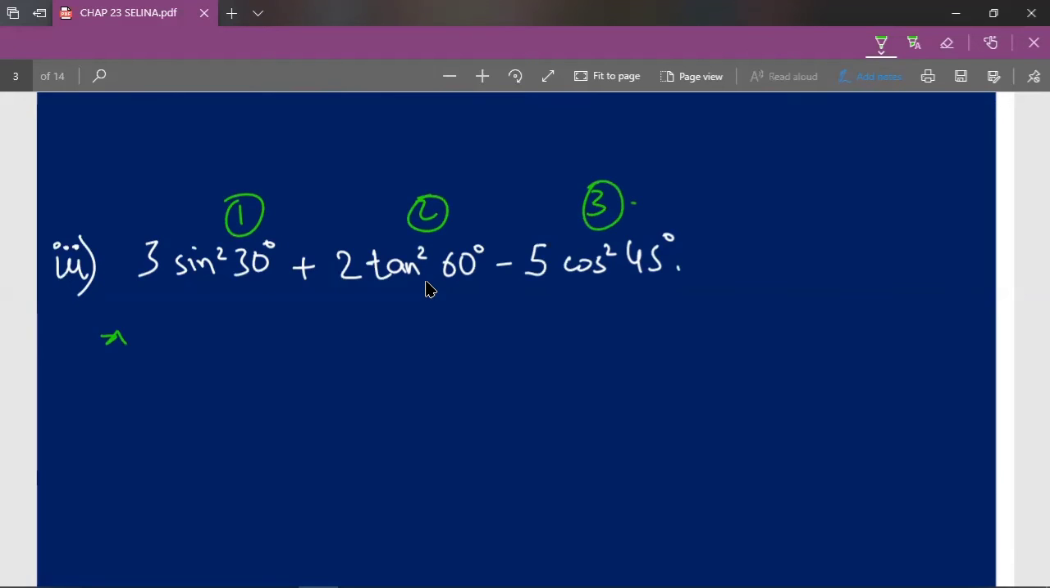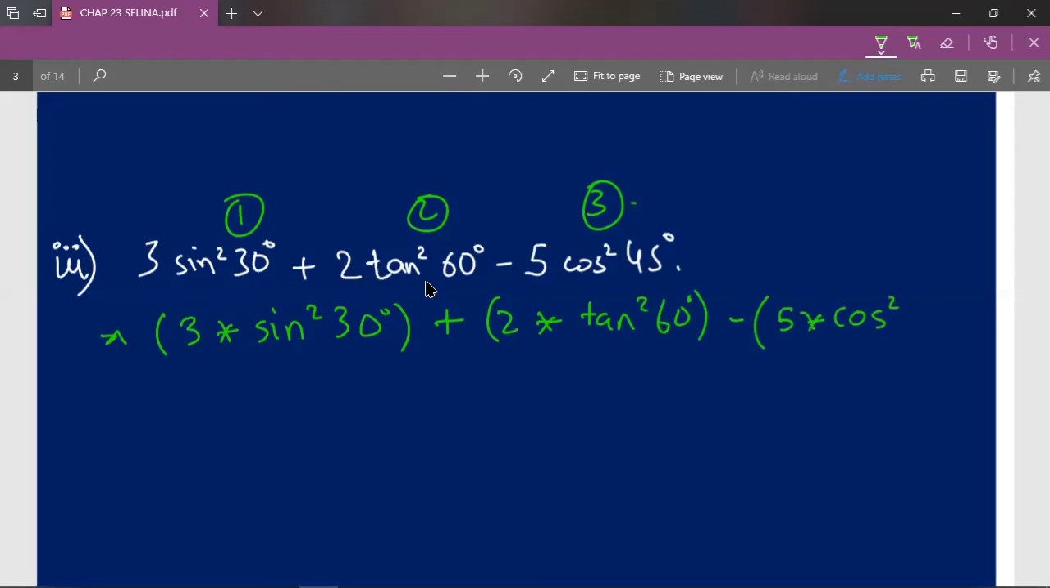So 3 sine square 30 degree basically means that if we assume sine square 30 degree to be x, then 3x will be our value. So it's 3 into sine square 30 degree. I'll just expand this question: 3 into sine square 30 degree plus 2 into tan square 60 degree, because 2 tan square 60 degree is 2 into tan square 60 degree, minus 5 into cos square 45 degree, pardon.